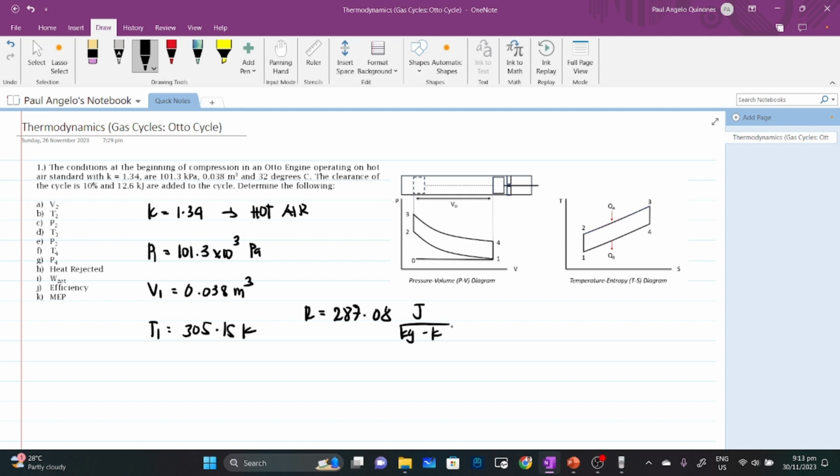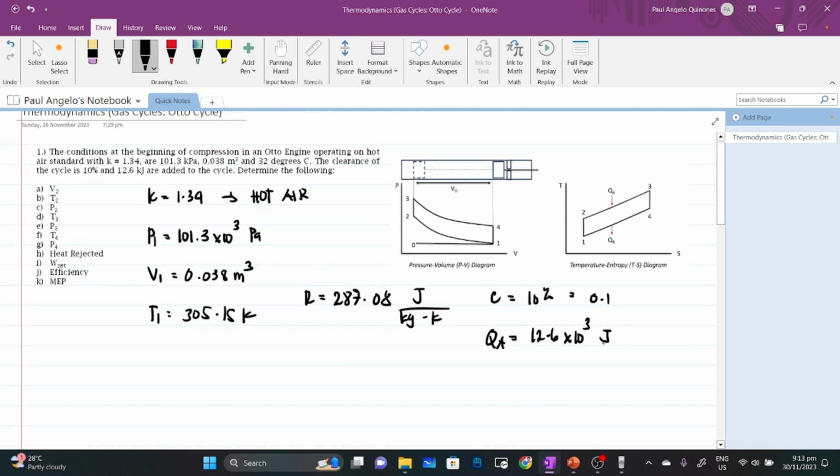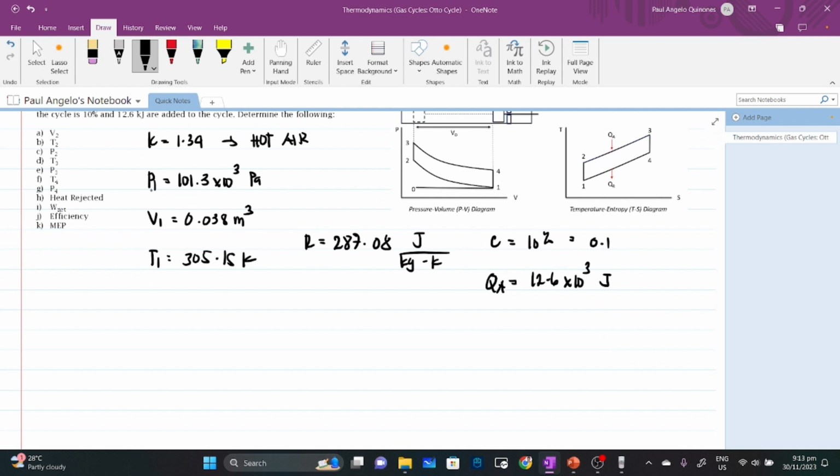Upon observation, we are given as well the clearance. So the clearance ratio, or the clearance, is 10%, or simply 0.1, and the heat added, QA, is 12.6 kilojoules. By observation, we can immediately solve, since we are given P1, V1, and T sub 1. So P, V, and T are already given, and we have R.